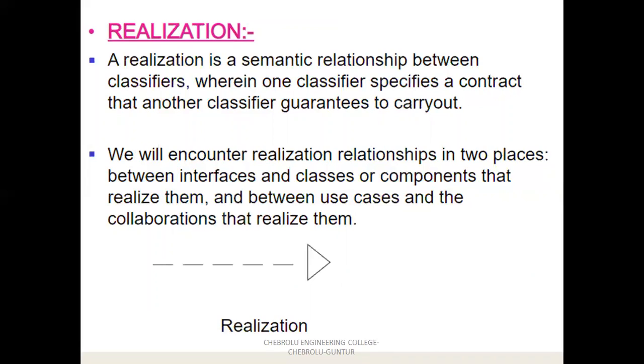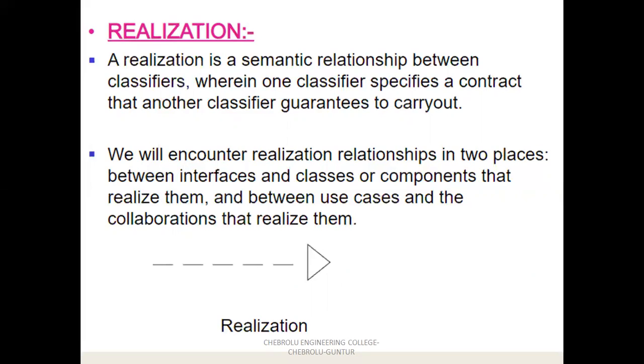The first one is dependency, second one is association, third one generalization, and fourth one is realization. Dependency represents the semantic relation between two things: if any change in one thing automatically affects another. Next, association. Association is a structural relationship between two things. Next, generalization is a general-specialization relation between two things.